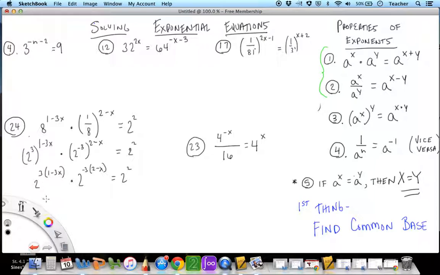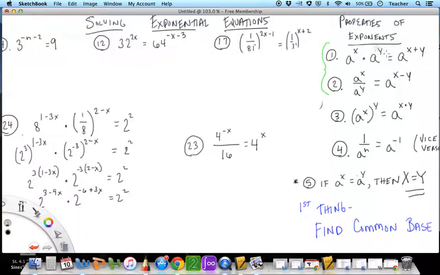Let me write these as distributed. So we have 2 to the 3 minus 9x times 2 to the negative 6 plus 3x equals 2 squared. And so you'll notice that what we're going to do is actually add these exponents. So we're going to have 3 minus 9x plus negative 6 plus 3x equals 2.